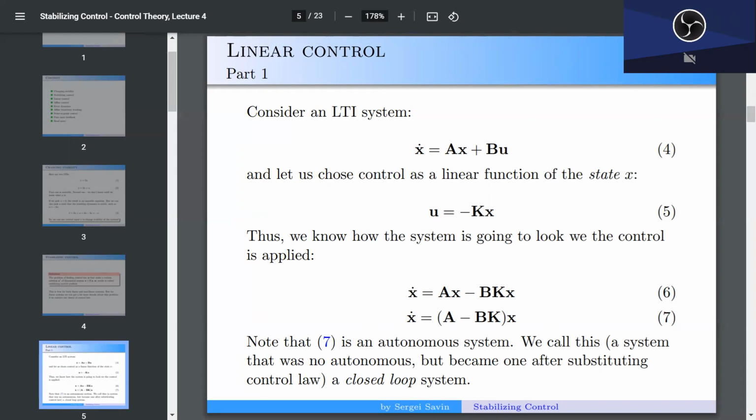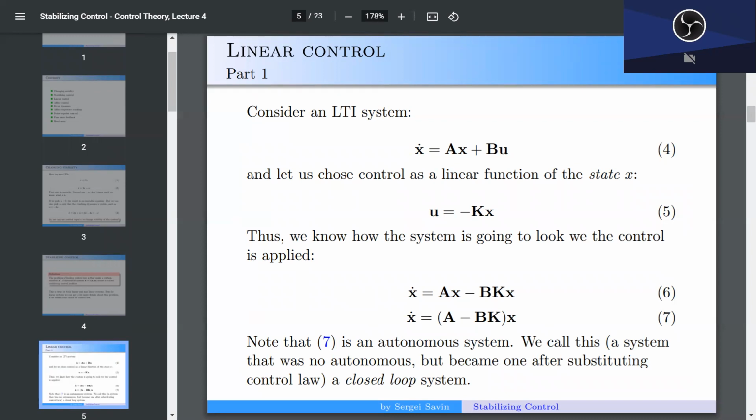Do you see that it's trivial, right? I just put in minus Kx instead of u. And I will take x out of the brackets to get A minus BK. Seems so far completely trivial, right? It's not even interesting. I just put a matrix instead of u. It doesn't seem profound at all. It's just a boring linear algebra exercise.